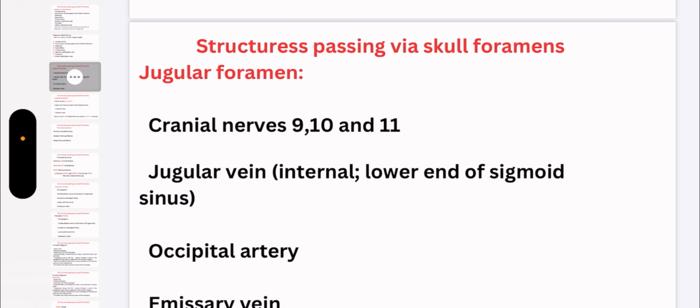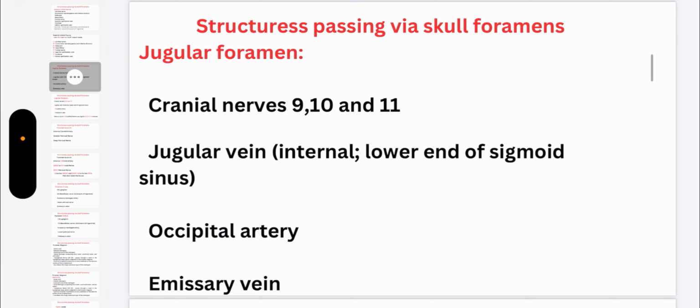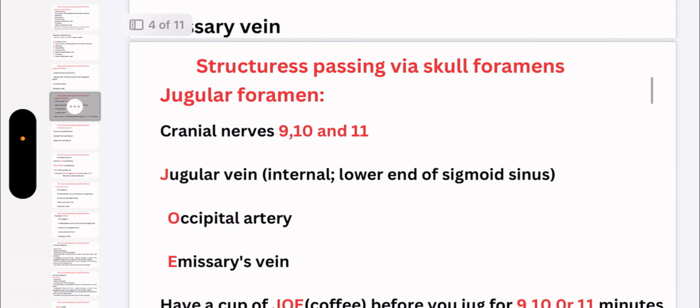The next foramen is jugular foramen. Structures passing via jugular foramen are cranial nerve 9, 10, and 11, jugular vein, the internal jugular vein, and the lower end of sigmoid sinus, occipital artery, and emissary vein. How can you remember this one? You can remember it easily by remembering this mnemonic.